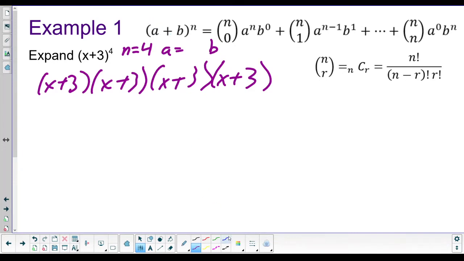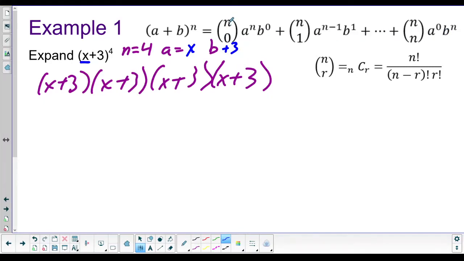A is just whatever this first term in front of the plus sign is. So that's going to be x. And then b is whatever thing is after the plus sign. Take the sign with it. So b is going to be a positive 3. All right. Let's start plugging stuff in according to this formula.